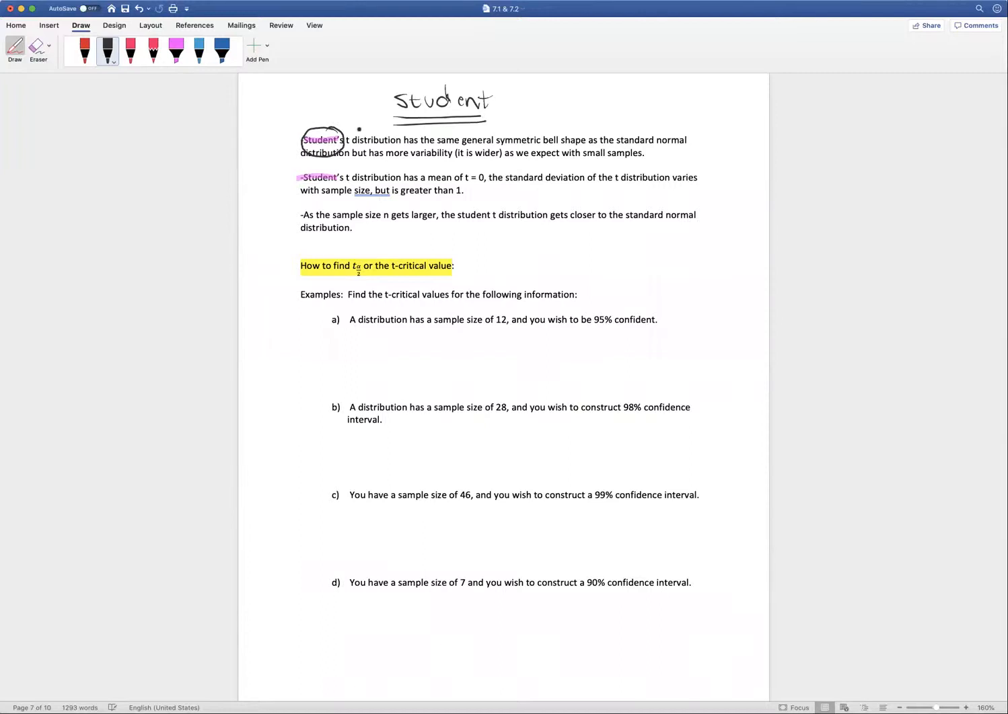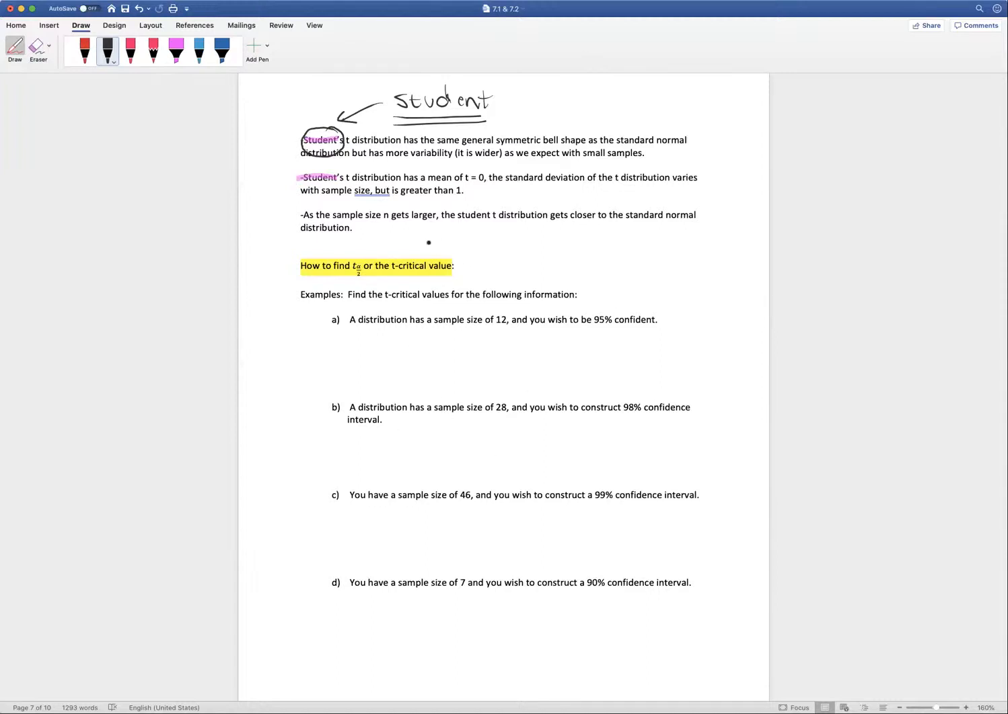So again, it's not one of you guys, it's just a person that founded this distribution, and they noticed that, even if you didn't have information about the entire population, you still had this symmetric bell-shaped curve, but it was just much thicker on the ends and not as high and peaked in the middle until your sample size got bigger and bigger.